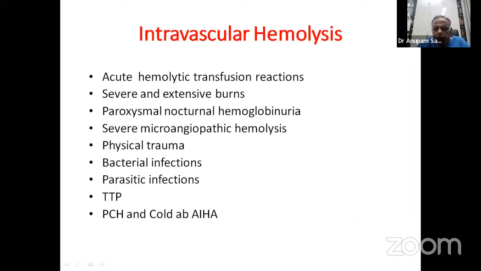Now, intravascular hemolysis can be due to a mismatched transfusion. It can be due to severe and extensive burns, PNH, severe microangiopathic hemolysis, which means HUS, etc., physical trauma, bacterial infections, parasitic infections, TTP, and cold antibody autoimmune hemolytic anemias.